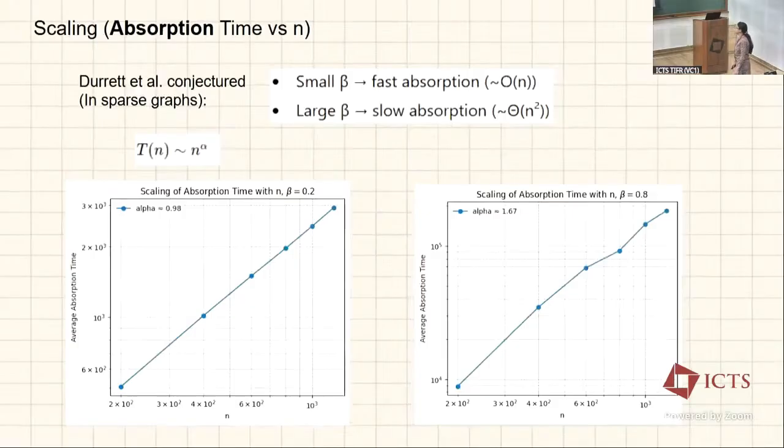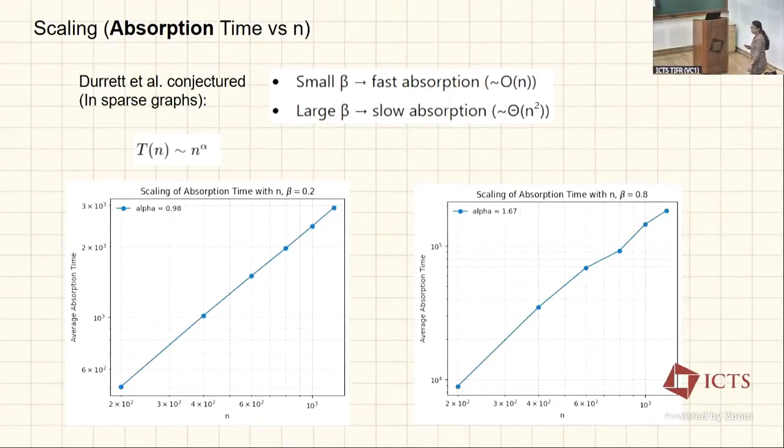So here are some results for sparse graph also. Sparse graph means we are allowing very little connections between the vertices. The results are well established in Durrett's paper. For beta equal to 0.2, we have plotted the absorption time along this axis, and the number of nodes we are taking. This is almost proportional to n, that is almost linear.